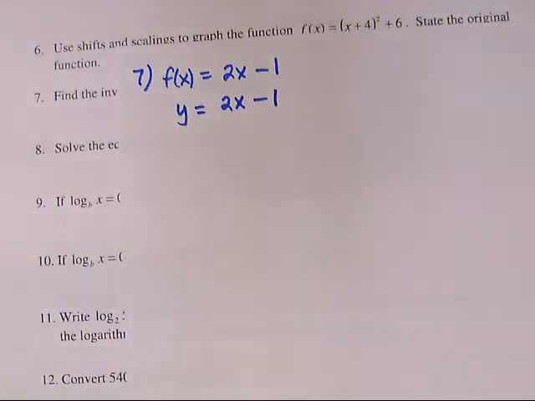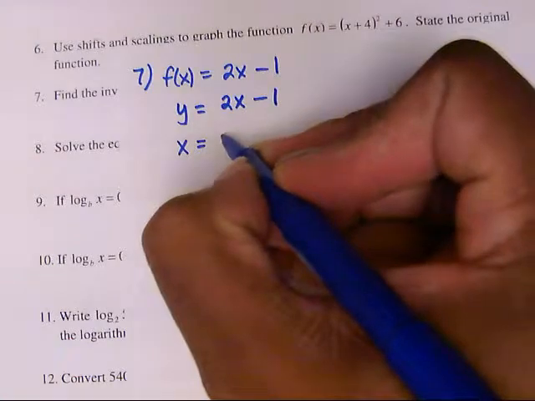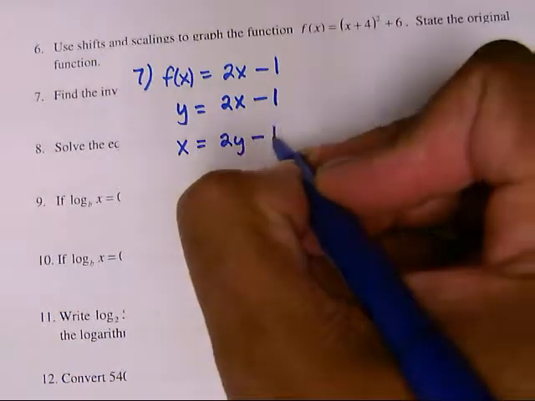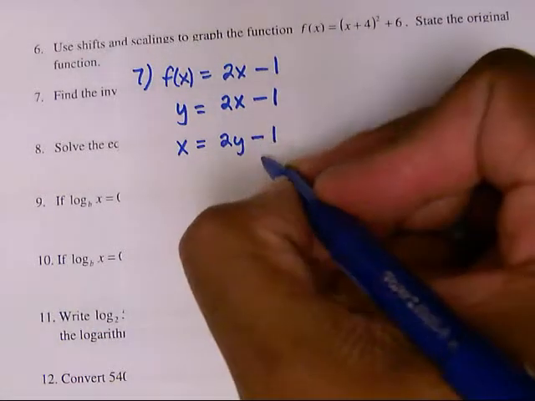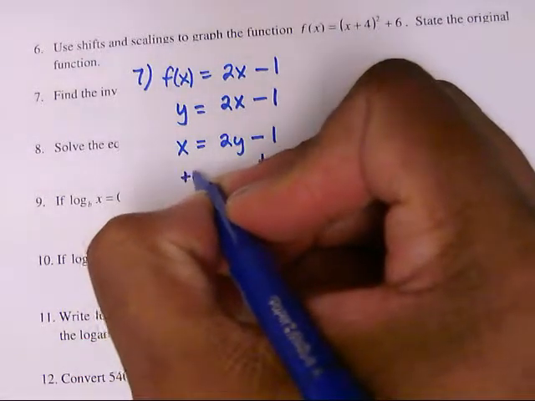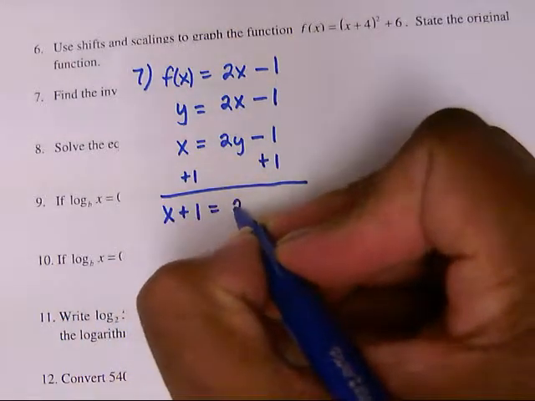The second step would be to interchange x and y. So that y becomes the x, and the x becomes y. So I get x equal to 2y minus 1. And then we go ahead and solve that equation for y. The first thing I need to do here is add 1 to both sides to get x plus 1 is equal to 2y.